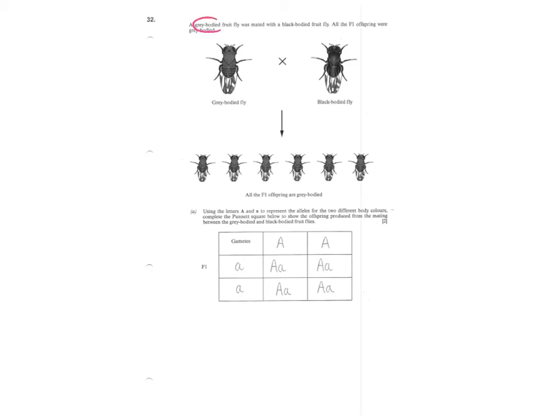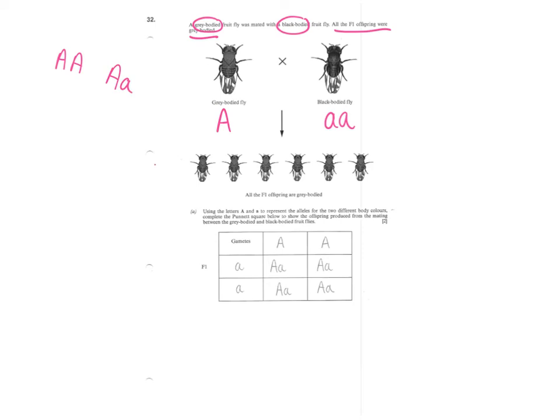So, grey-bodied was mated with black-bodied, and all the offspring were grey-bodied. So we know the grey-bodied is dominant and the black body is recessive. So the black, they must have 2. So we know he's little a, little a. This grey-bodied though could either be big A, big A, or big A, little a.